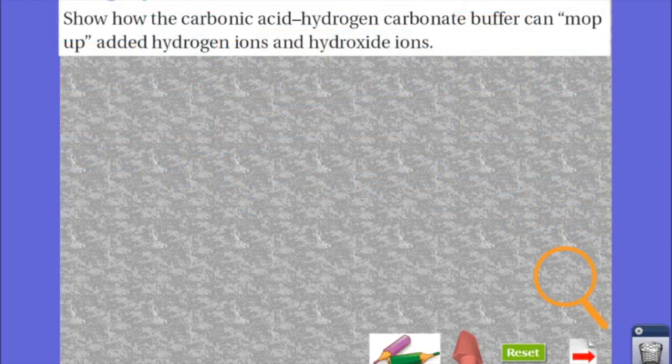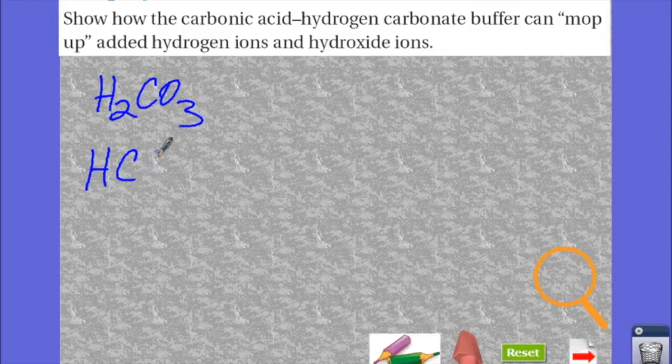Show how the carbonic acid hydrogen carbonate buffer can mop up added hydrogen ion and hydroxide ion. I think I pretty much covered this already. So those are the two partners. Carbonic acid is H2CO3, and then the partner, its conjugate, is HCO3 minus. So this is the acidic part, this is the acid, and this is the conjugate base.